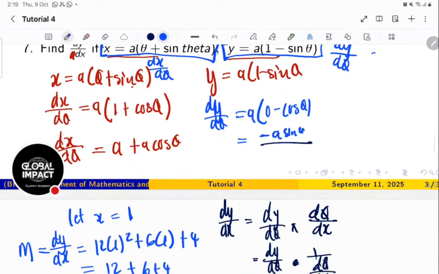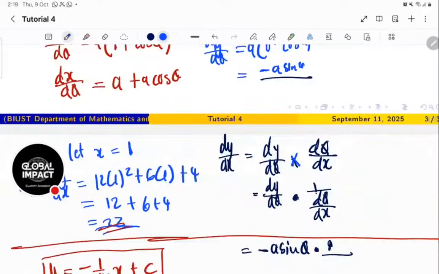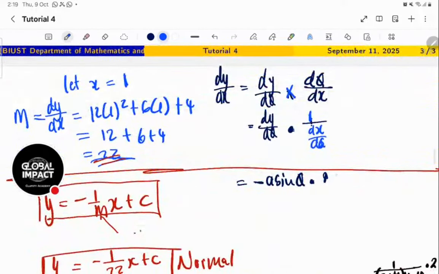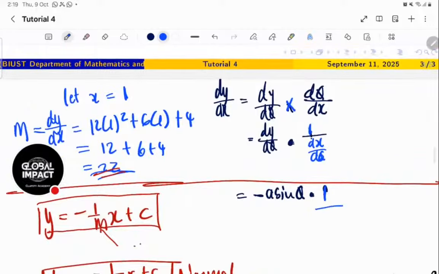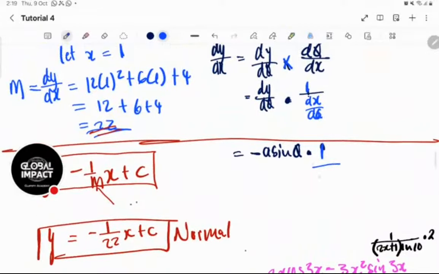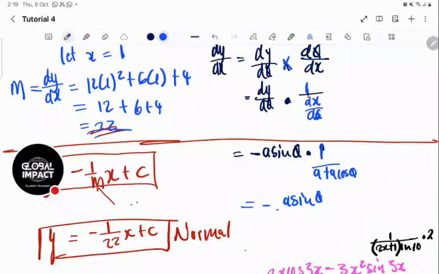So you now say dy/dx is dy/dθ times dθ/dx. But you don't have dθ/dx, but you know it is 1 over dx/dθ. Your dy/dθ is actually negative a sin θ times 1 over your dx/dθ, which is a plus a cos θ. So it's going to be negative of a sin θ over a plus a cos θ.